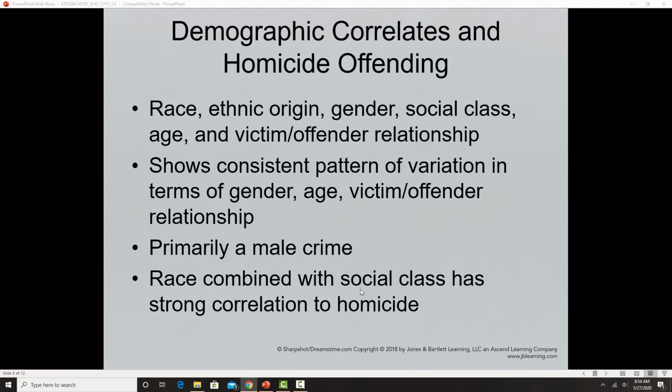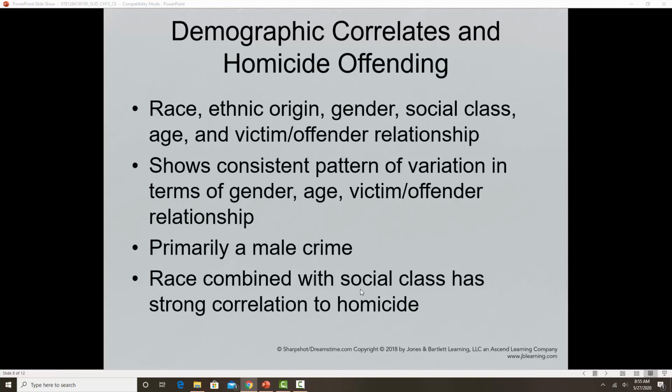Now, when it comes to the demographics of the offender, this is a young male category of crime. African Americans represent about 48% of homicide offenders, and that is a disproportionate percentage when you look at the U.S. population. So African Americans represent 48% of homicide offenders, but only 13% of the U.S. population. The vast majority of offenders, by the way, are white.